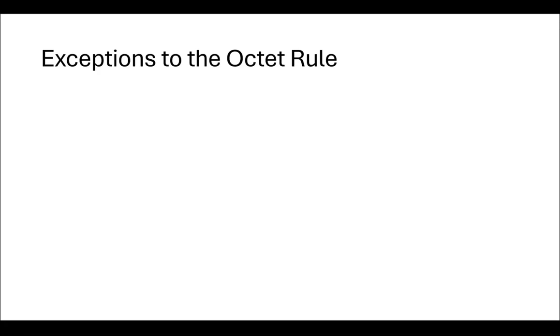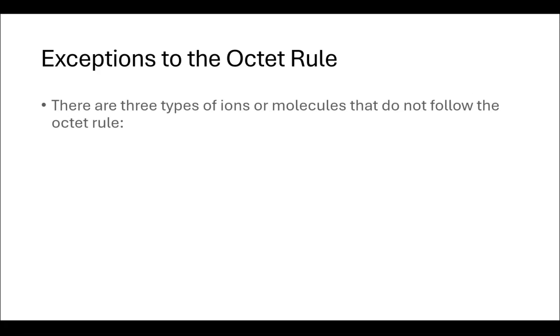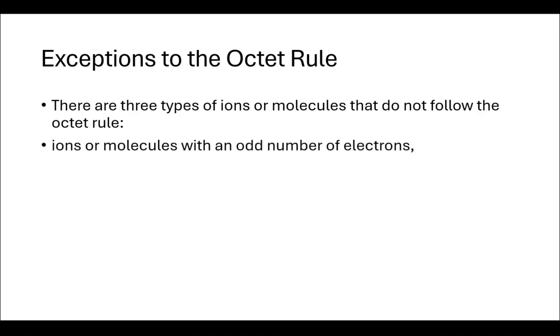But sometimes we will encounter molecules that have a central atom that does not have 8 electrons in its valence shell. And we're going to talk about the different possibilities of what might occur. There are 3 types of ions or molecules that don't follow the octet rule. One is when you have correctly counted up all the valence electrons and there's an odd number of electrons. And we'll see in a moment that with an odd number of electrons, it's impossible for everyone to have 8, because in order for everyone to have 8, you must have an even number of electrons.